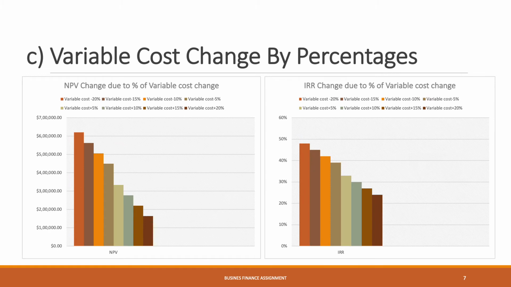The next sensitivity analysis is done on the variable cost. For the NPV, we can see that there's a huge drop from -20% to +20%, but still it is positive, so we can go with the project. Also, the IRR value is continuously decreasing from -20% to +20%, and at approximately +15 to 20%, it becomes a little bit stable. So there's no huge drop in IRR, but NPV is hugely dropping as the variable cost changes.